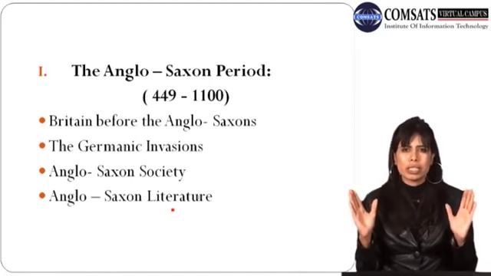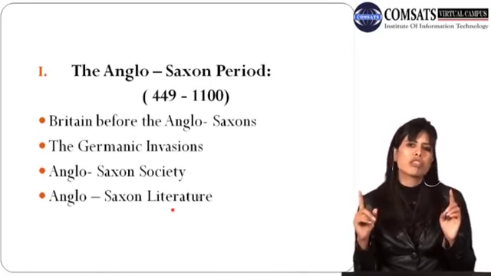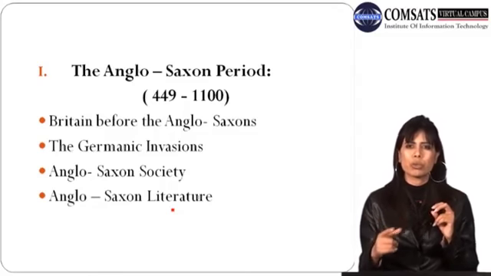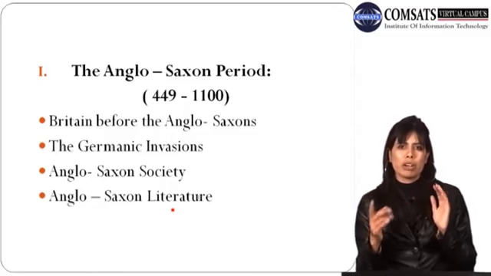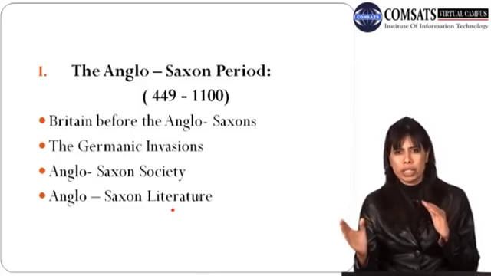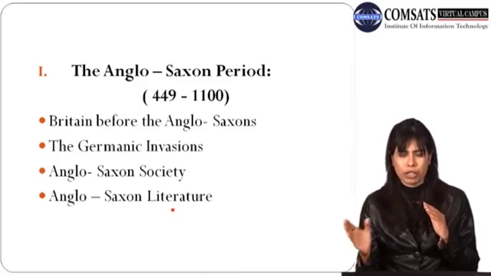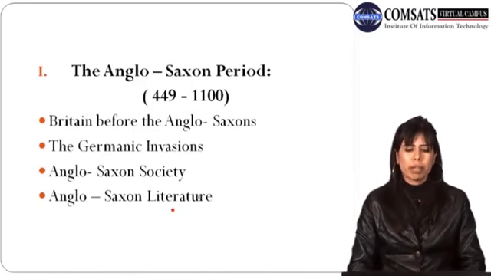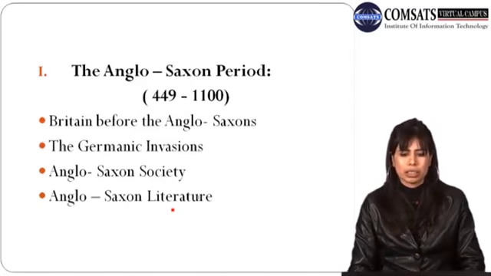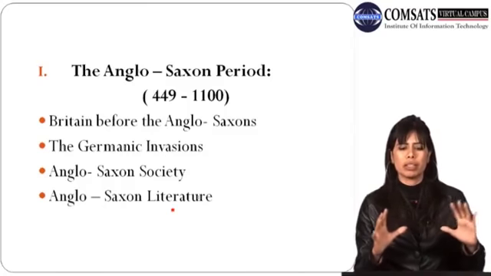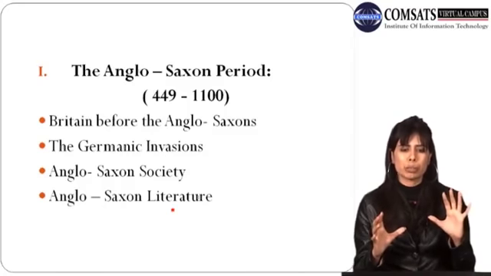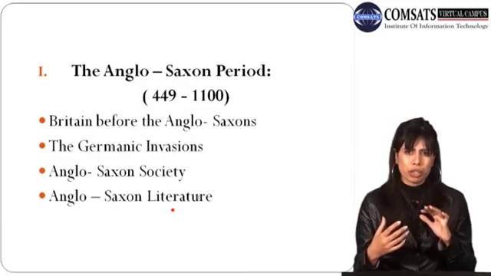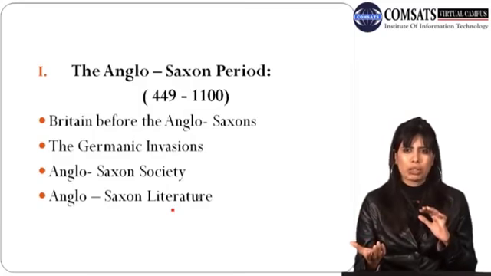My dear students, here you can see the Anglo-Saxon period, which is the very first period in the history of English literature. You could see it started in 449 and ended in 1100. It comprises many centuries. When we talk about the Anglo-Saxon period, we'll talk about the history of Britain before the Anglo-Saxons.